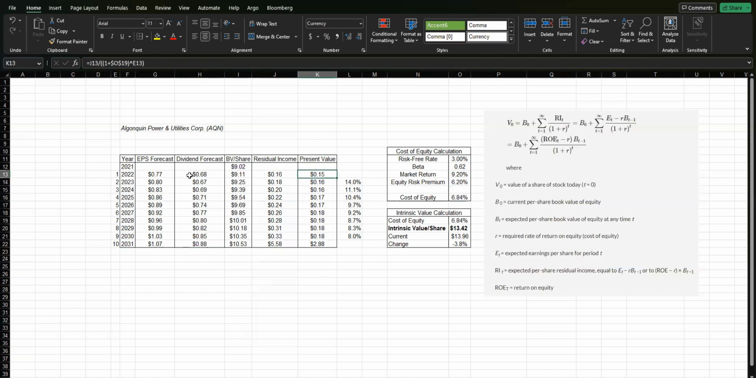The intrinsic value is then determined by adding the current book value per share and the present values of the forecasted residual income. Based on this model, we see that our intrinsic value is $13.42, which at the time of this valuation was only 4% lower than the market price, which would result in a hold recommendation for AQN.